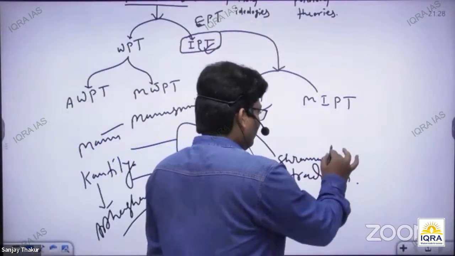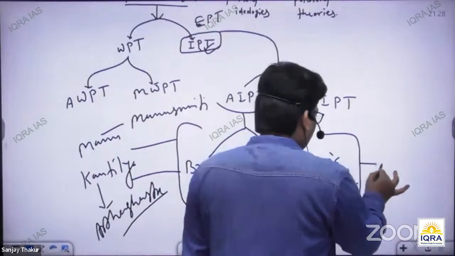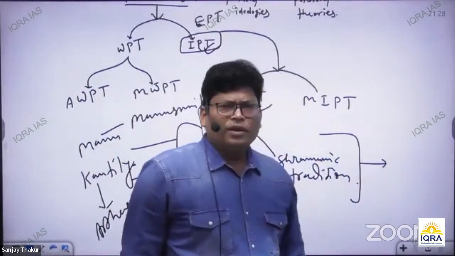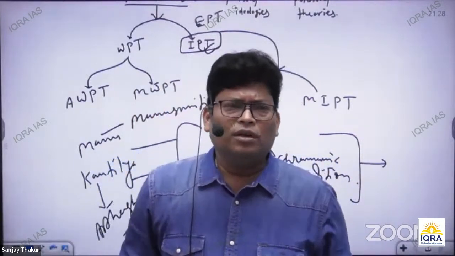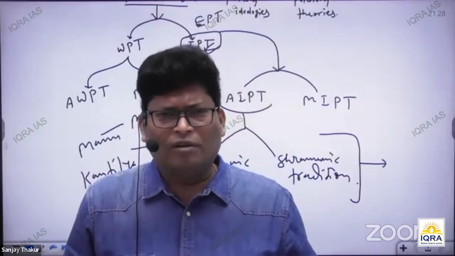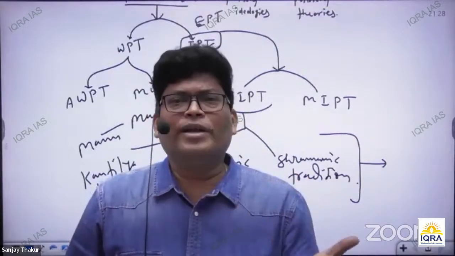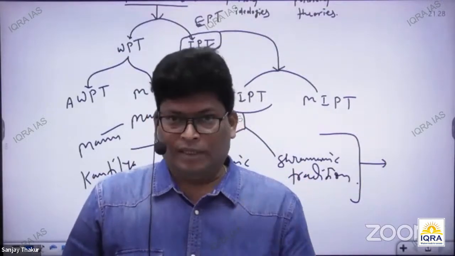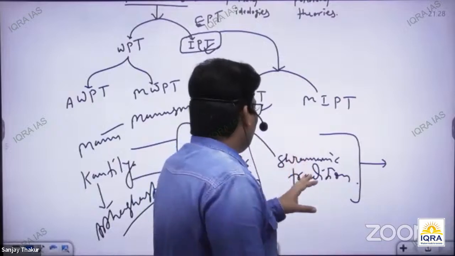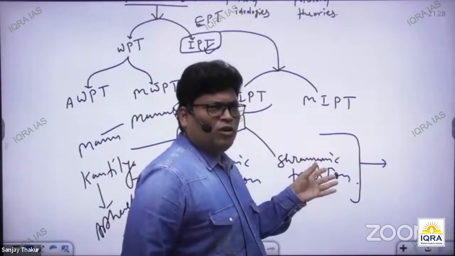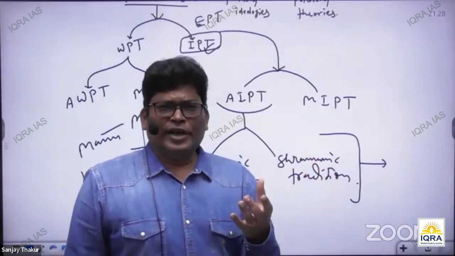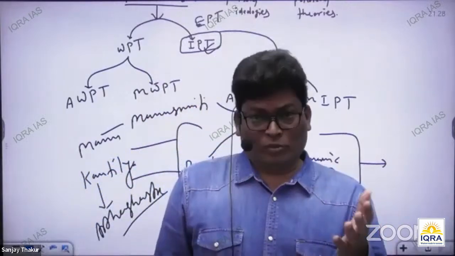And under the Shramanic tradition, in fact, the Shramanic tradition is all about the non-Vedic tradition. Non-Vedic tradition means the Brahminic tradition follows the Vedas. The Shramanic tradition denies the Vedas. So within the ambit of the Shramanic tradition, it's obvious that you may refer to Buddha, Jaina, Ajivakas, and so on and so forth.